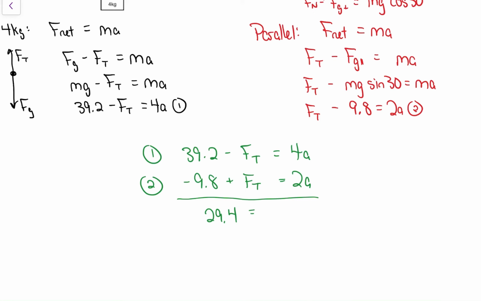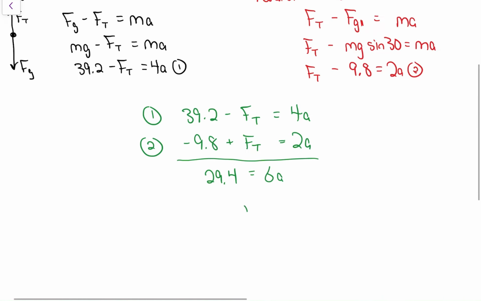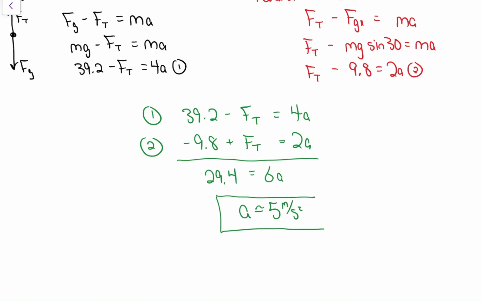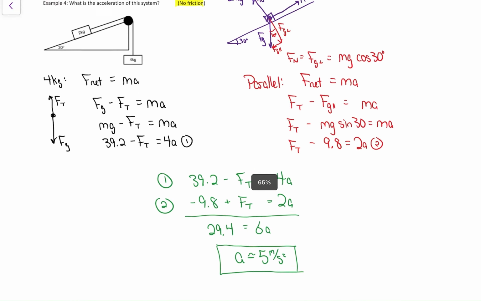And that's equal to 6a. I actually didn't crank this out on my calculator, but the answer is going to be 29.4 divided by 6, which I don't have in front of me. Kind of goofed up when I was prepping, but it's close to 30 over 6, which is going to be pretty close to 5. I'll let you double check, but whatever 29.4 over 6 is, that's going to be our acceleration.